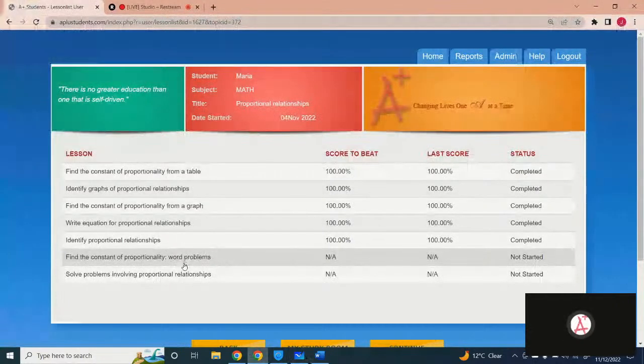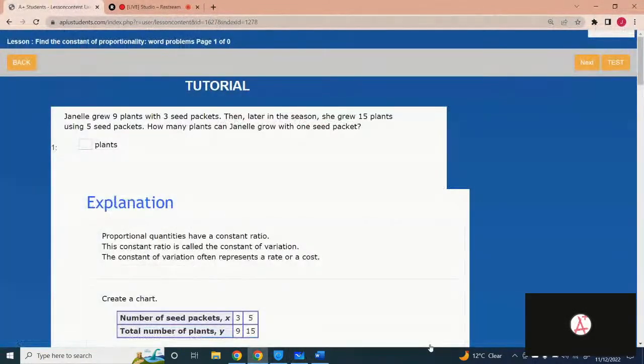Let's start with examples. Okay, here is the topic. Let me read the first one. Janelle grew 9 plants with 3 seed packets. Then later in the season, she grew 15 plants using 5 seed packets. How many plants can Janelle grow with 1 seed packet? Got it?